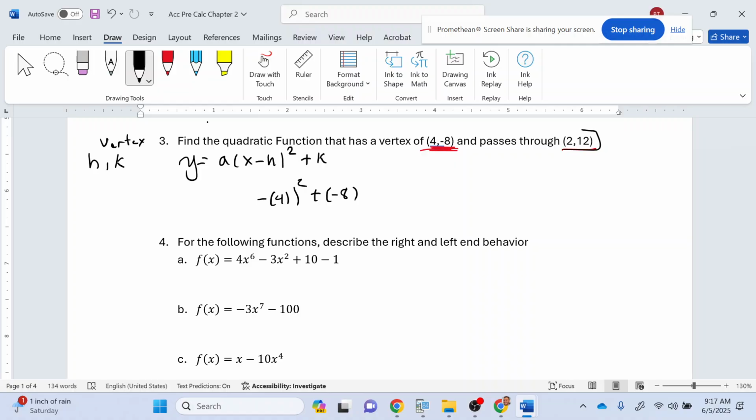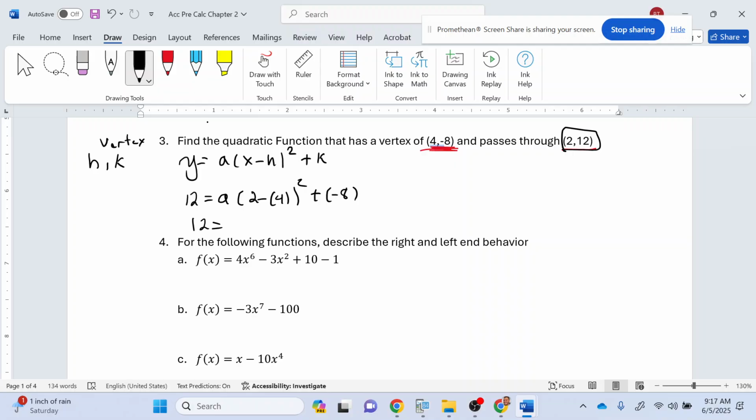They give me a generic point of (2, 12), so I can plug that into my X and Y. I can plug in 12 for Y. I don't know what A is, and that's okay. And I can plug in my X, which is just 2. From there, I'm going to do all this math simply to find what the A value is. So I'm going to do 12 equals, just plugging it in.